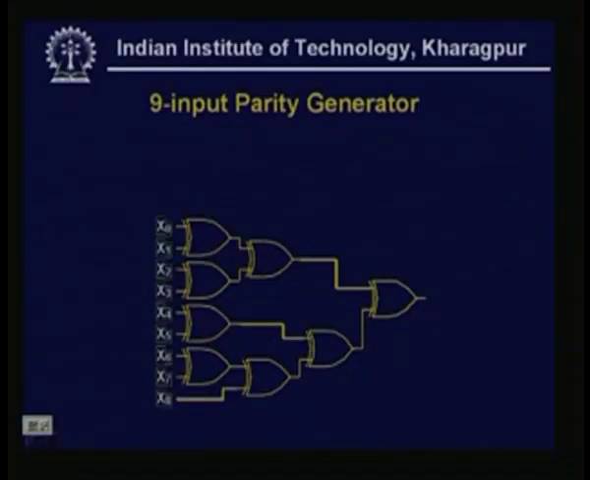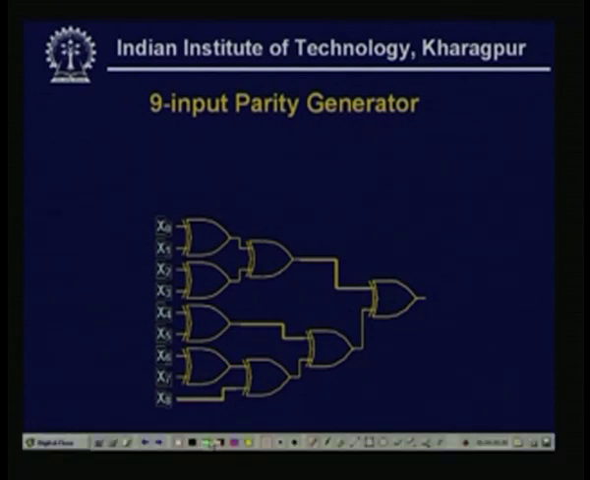So, if I draw the circuit, there are x0 to x8, these are my input variables. So, these are 9 variables, and everywhere I am using 2 input XORs. See here, this is designing a 4 variable XOR.